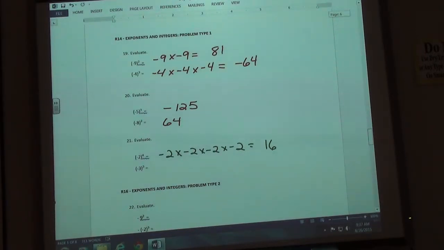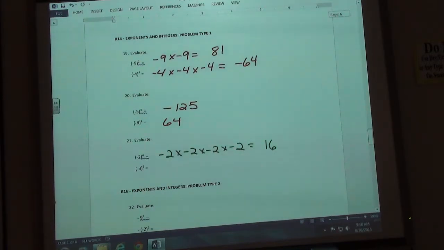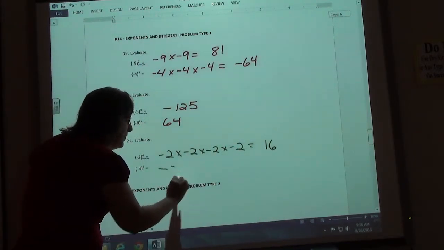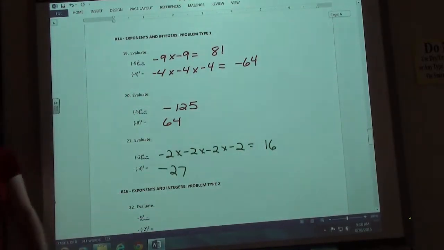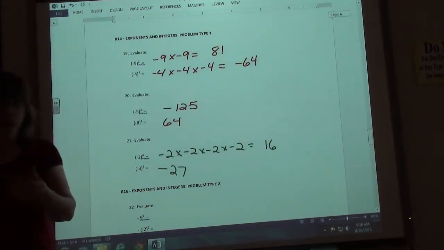So if you do negative 3 cubed, what are you going to get? Negative 27, right? So again, try them on your paper, check them on your calculator so you know how both things work.